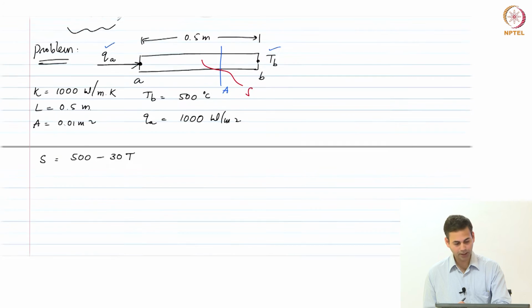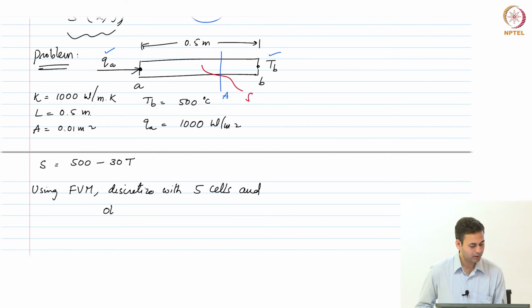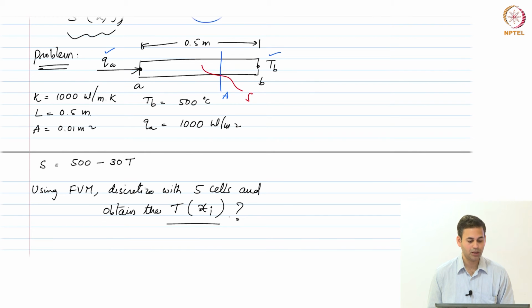Now the question is: using the finite volume method, discretize with 5 cells and obtain the temperature distribution at these 5 discrete cell centroids, T of x i. How do we do this? Essentially you have to use the 1D diffusion equation and then solve for this problem. Okay.